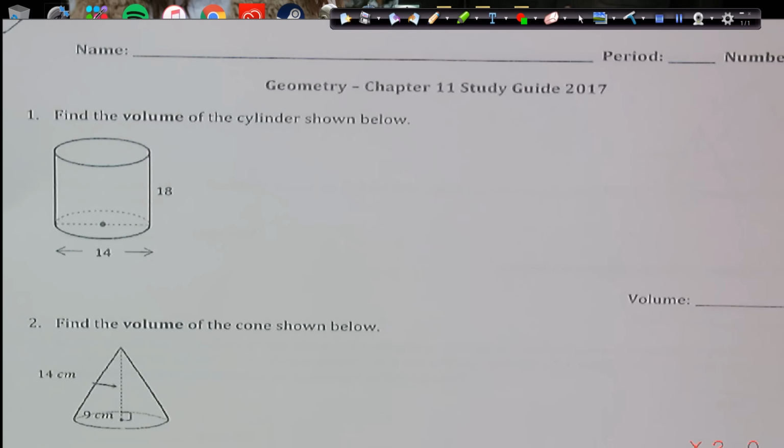Make sure you know all your volumes. It's going to be very important for the test. If you don't know the volumes, you're going to have a real tough time. But if you know them and you know the study guide, you're going to do great.